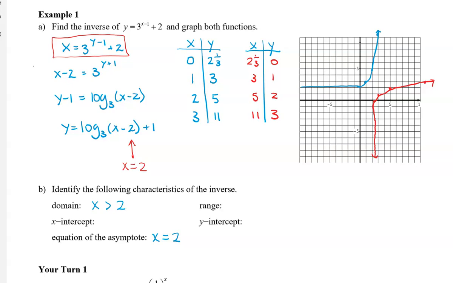Now the range is going to be all real numbers because it goes on and on, up and down. And the x-intercept we can see from our table is (2 and 1/3, 0). And then our y-intercept, since the graph doesn't cross the y-axis, there is no y-intercept. So this is how you can graph the log function based off of the exponential function.